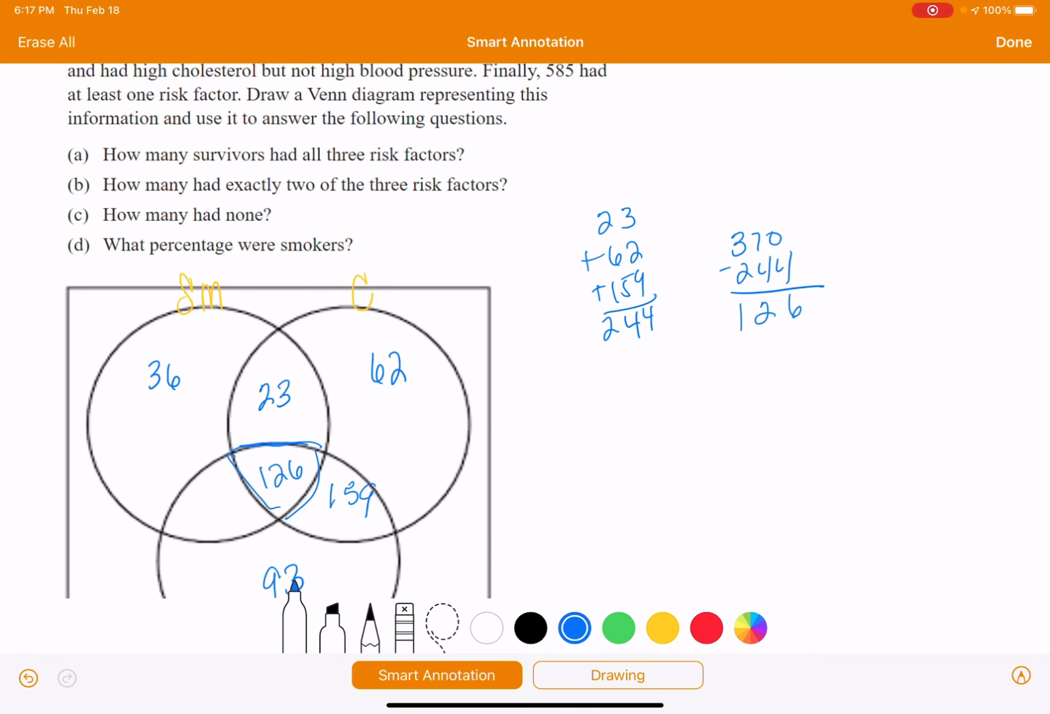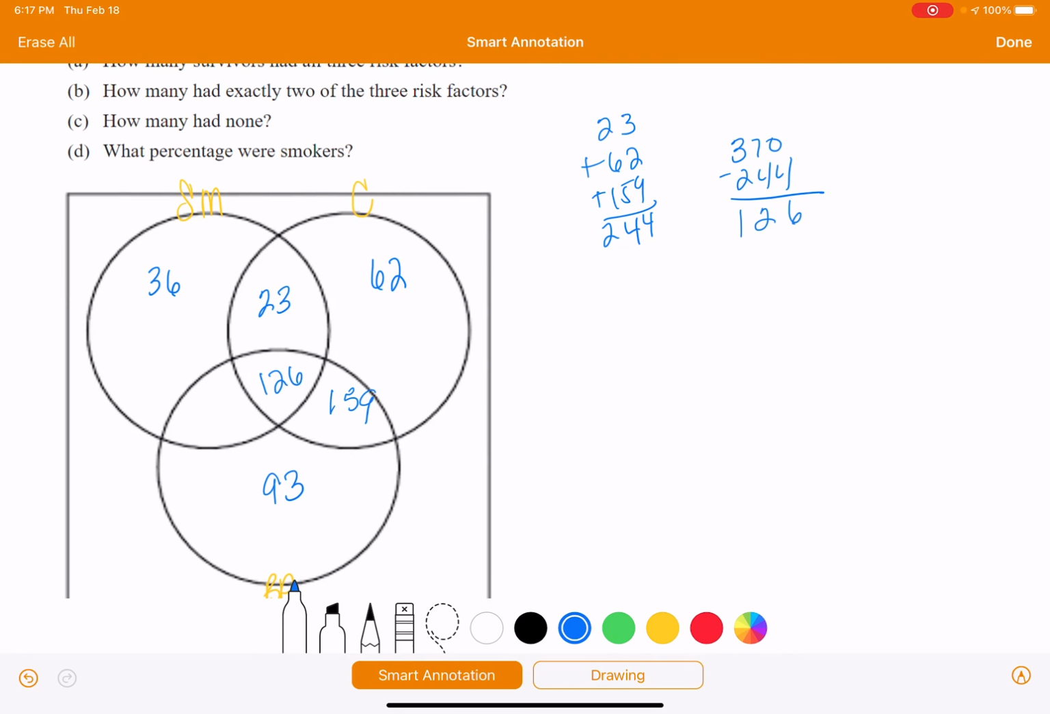Try to keep this one as neat as possible. All right. Now I need the last piece of information. We have 585 with at least one risk factor. Okay, this will allow us to find the remaining 2 regions. All of the numbers currently in the diagram add up to, gotta add them up, 499. That's what I got. So if I add everything up, all of those up, you should get 499.